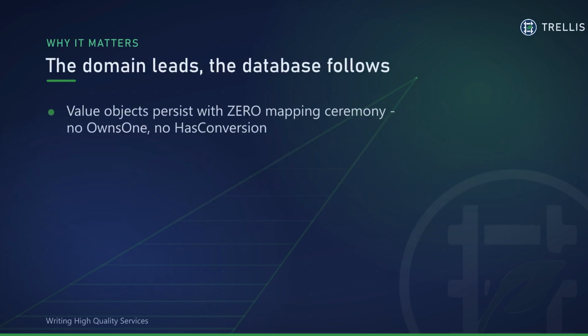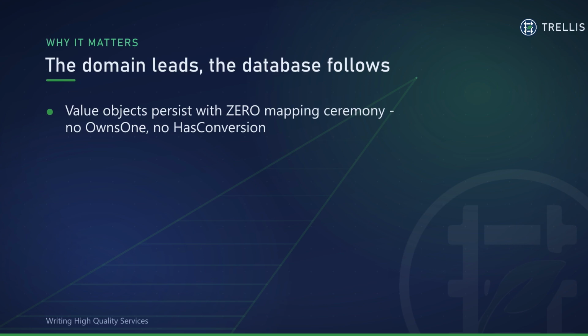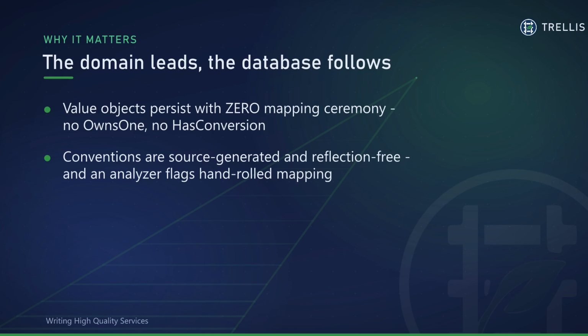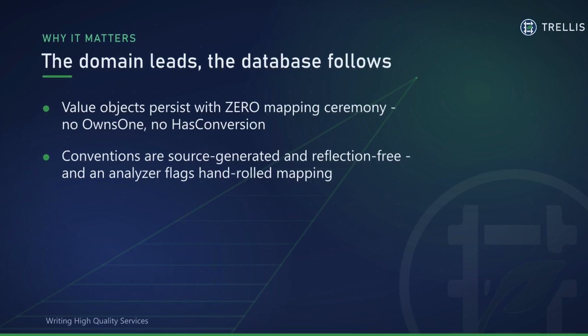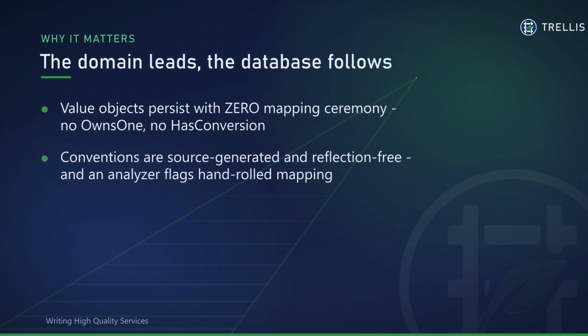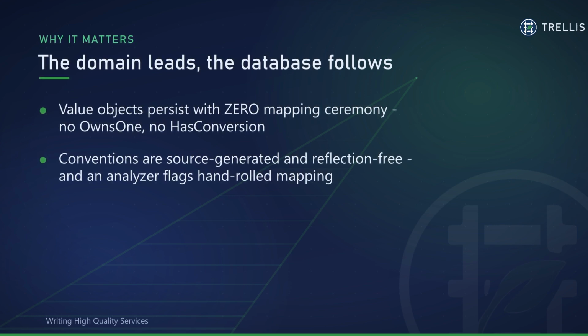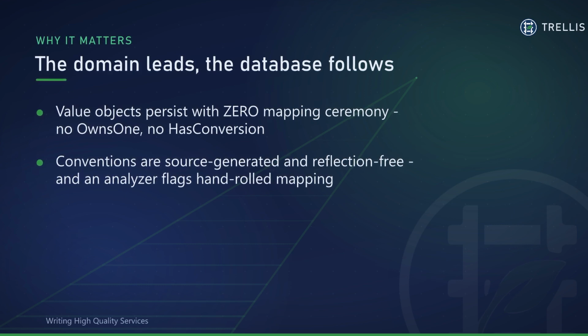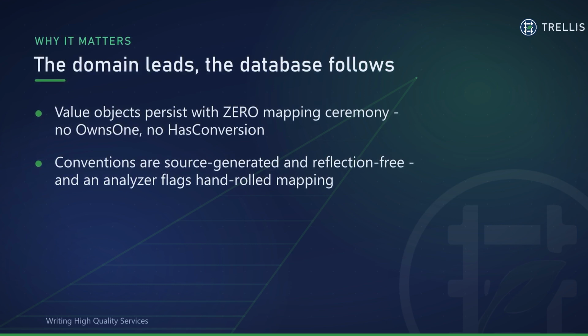So what does this buy you? Three things. One, your value objects, scalar and composite, persist with zero mapping ceremony. No OwnsOne, no HasConversion, no column names. You model the domain and the columns follow. Two, the conventions are source-generated, so they're reflection-free and fast. And if you do hand-roll a mapping that Trellis already handles, an analyzer warns you, so the easy path stays the correct one.